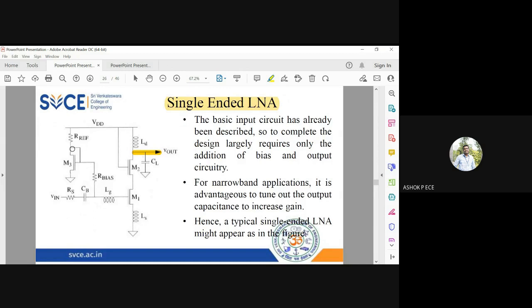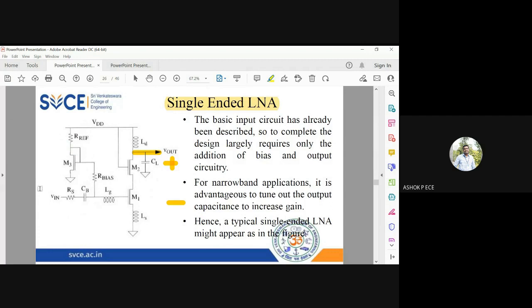If it is differential, we will be taking the output Vout with one lead here and one lead from this transistor. So plus of Vout will be here, minus of Vout will be here. But since it is a single-ended LNA, plus of Vout will be at one drain of one transistor and the negative will be grounded. So this is a single-ended LNA.